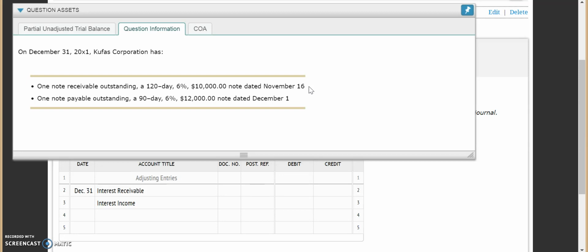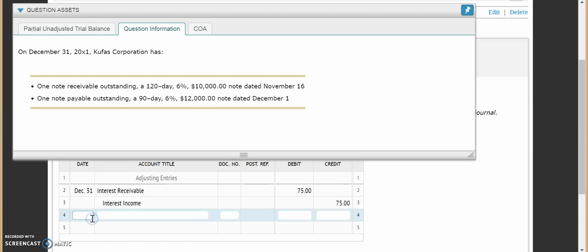So what that looks like is we take 10,000 and we multiply that by 6%. And then we multiply that by 45 divided by 360. And you should end up with $75. So $75 is going to be our interest receivable debit, and $75 is going to be our interest income credit. Okay, and that's our first one.